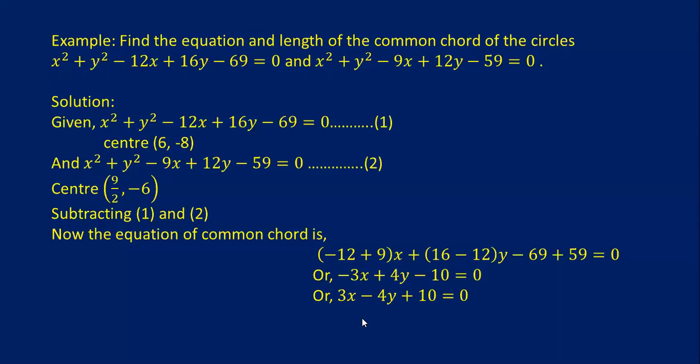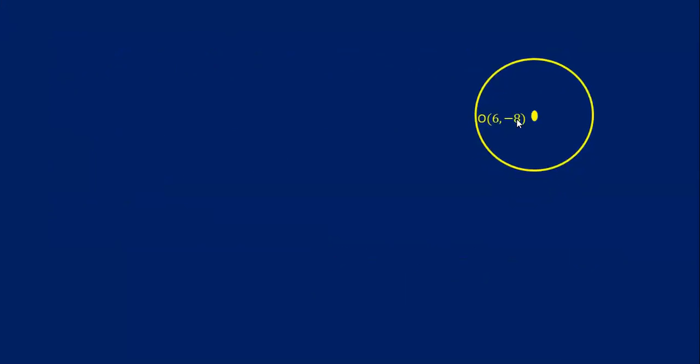Now we'll see the length of the common chord. This is the center of the first circle, 6, minus 8. This is the center of the second circle, 9/2, minus 6. Here the points of intersection are A and C. This is the common chord. Now we have to find the length of AC. We have found the equation of AC. Then we have to find the length of AC.